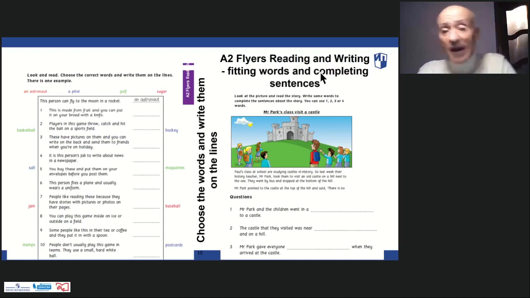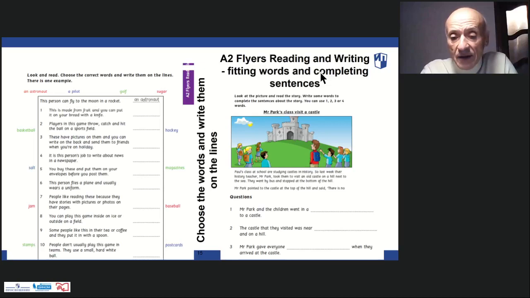And then on the right, reading and writing, fitting words and completing sentences. Look at the picture and read the story. Write some words to complete the sentences about the story. You can use 1, 2, 3, or 4 words. And this is already more complicated because you have to make a choice and give a meaningful answer. First, you read the story and then you answer questions.